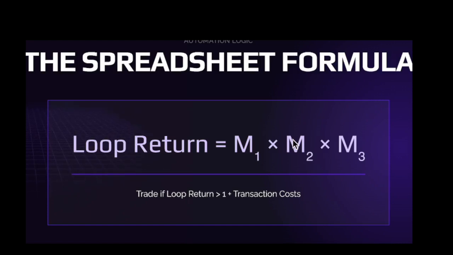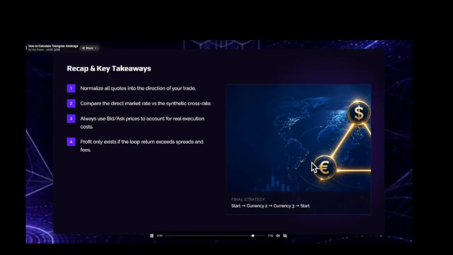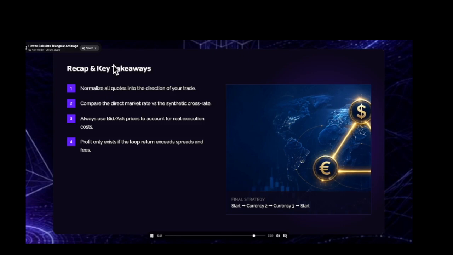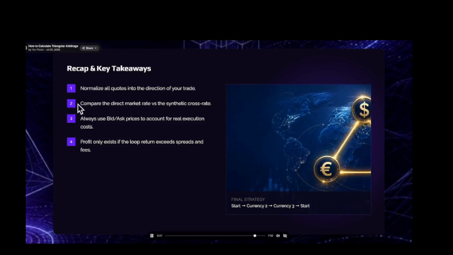In Excel or Google Sheets, we can also use an IF statement. If the loop return is greater than 1 plus estimated transaction costs, the spreadsheet can identify the trade as potentially profitable. Otherwise, there is no executable arbitrage opportunity. Recap. To calculate triangular arbitrage, begin by normalizing all exchange rates into the direction of the intended trades. Next, calculate the synthetic cross rate and compare it with the directly quoted exchange rate. Use the difference to determine which direction around the currency triangle may be profitable.